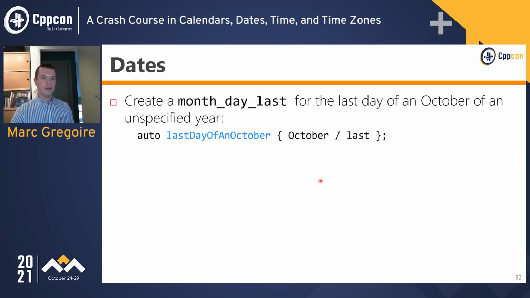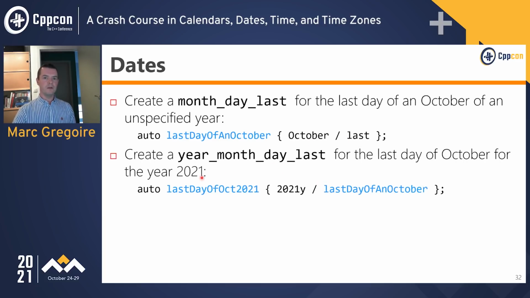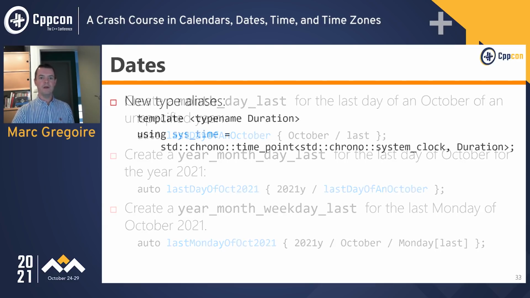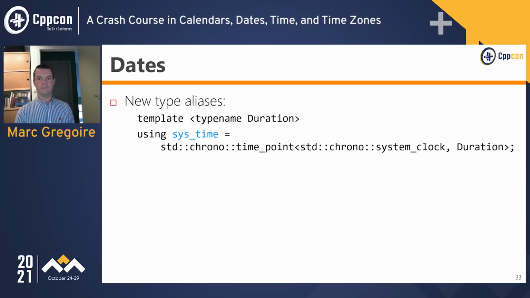Another example, I can construct a month day last for the last day of October of an unspecified year as follows, and then use this to construct a full date like 2021, and then I say last day of an October. So this represents the last day of October 2021. And the last example is this one, which represents the last Monday of October 2021.